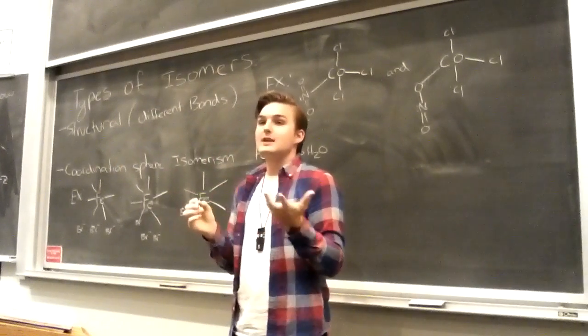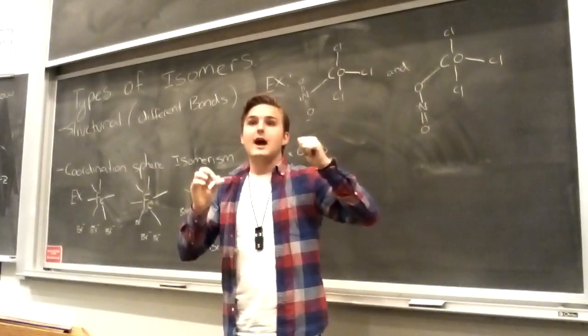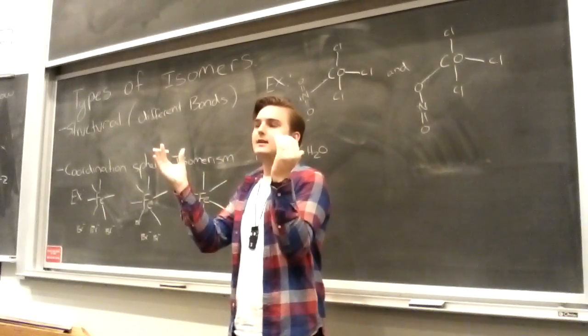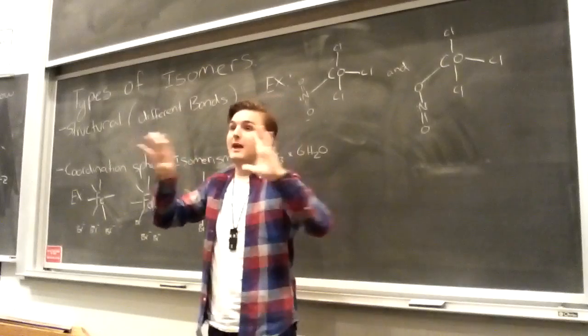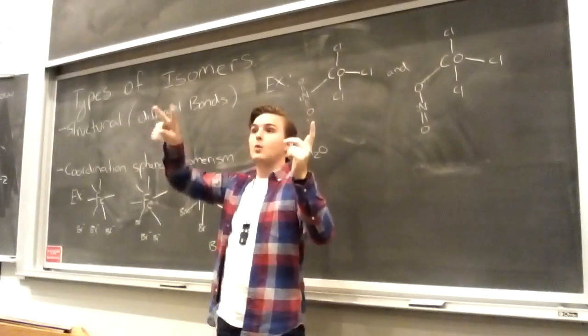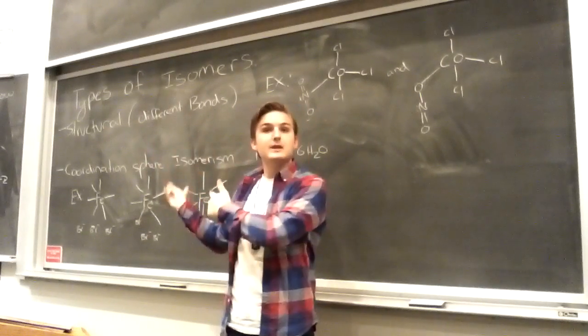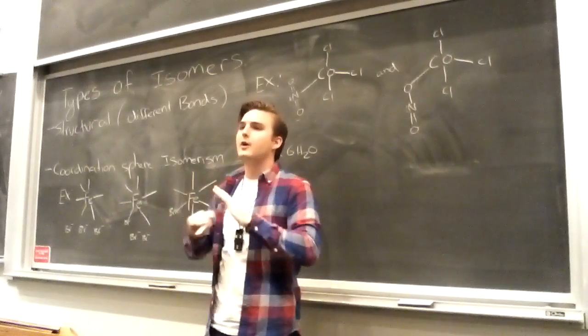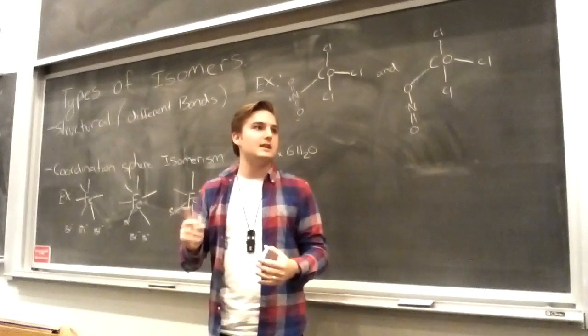That changes. You'll notice sometimes when I show these formulas, a chlorine will be inside, and then sometimes it's outside. If I have everything the same, the same makeup, but I'm switching what's inside and outside, then this is an example of a coordination sphere isomer. This one is also a little more straightforward and easy to grasp.